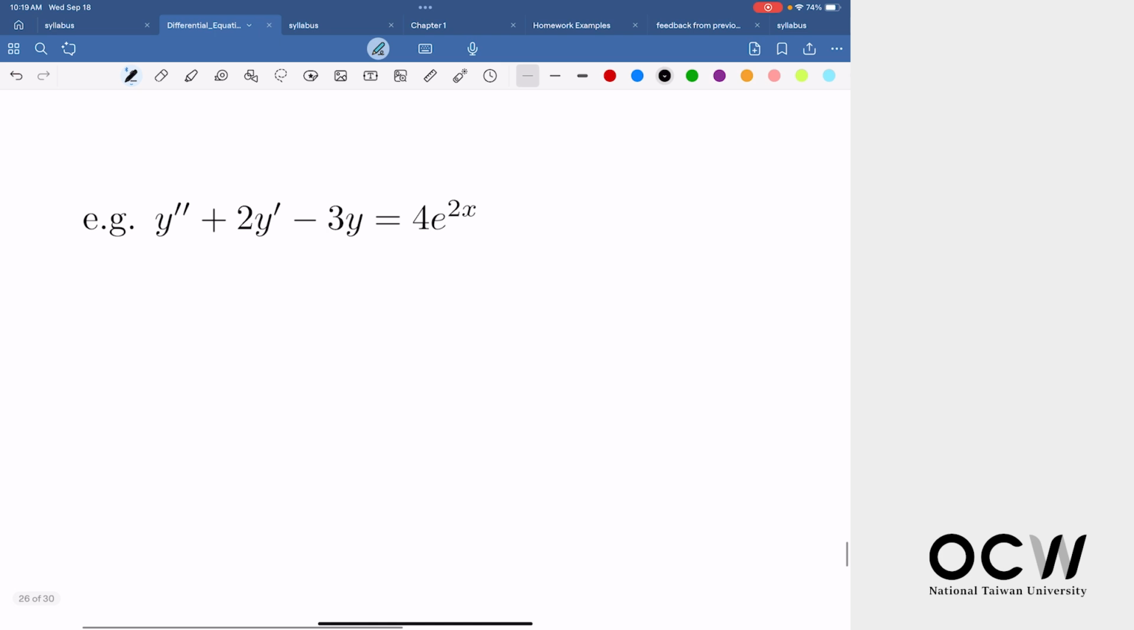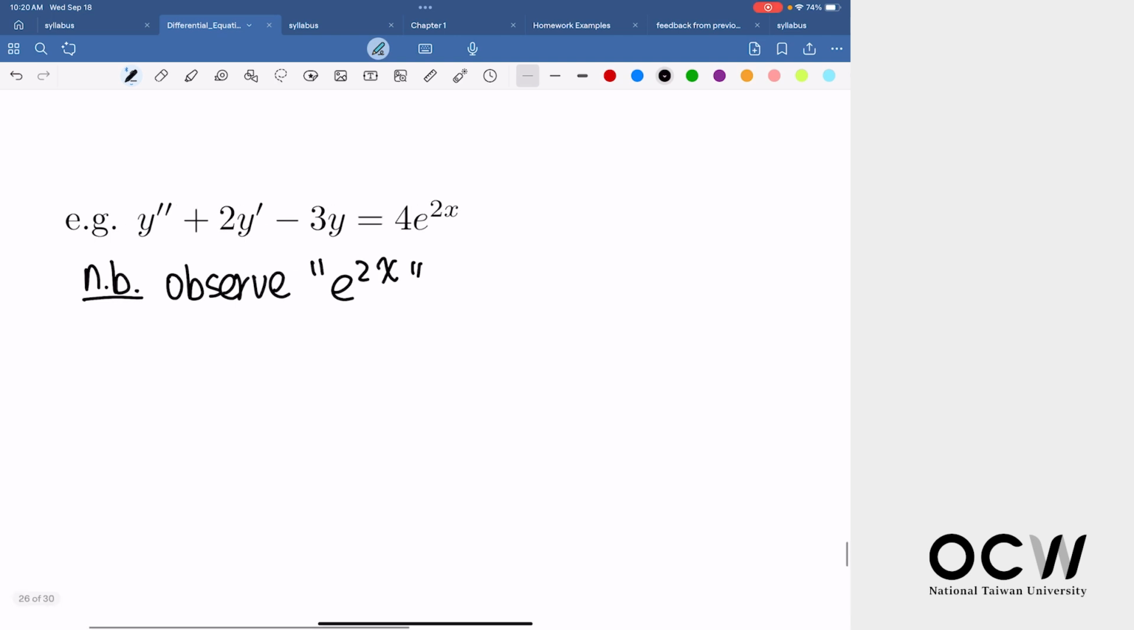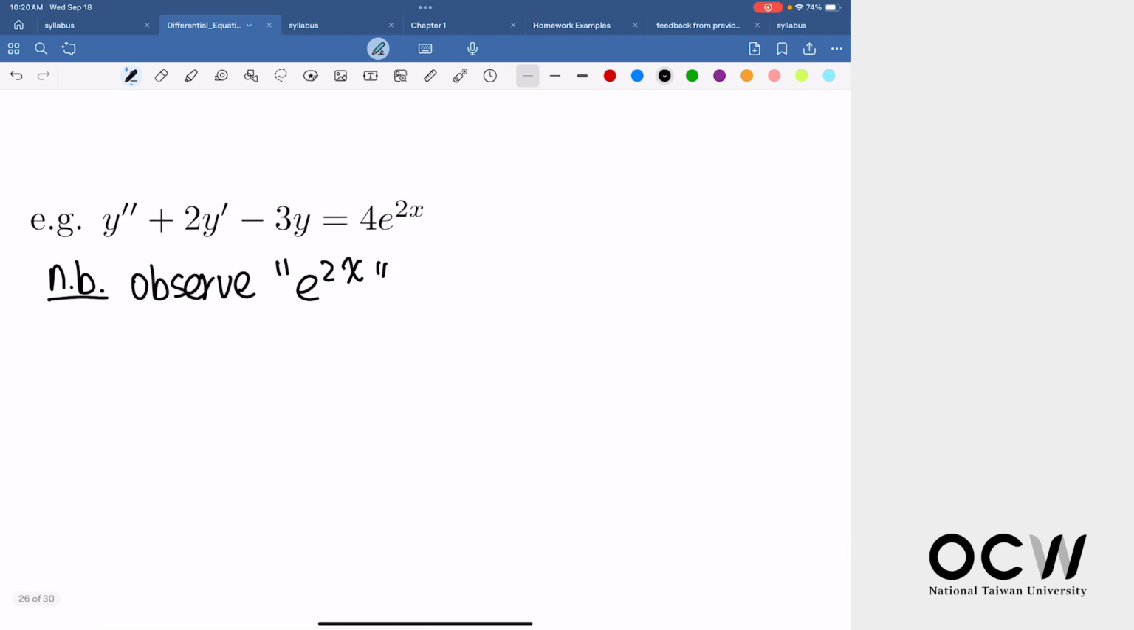So here's the note. We need to observe this e to the 2x, this exponential. The derivative of the exponential is exponential.